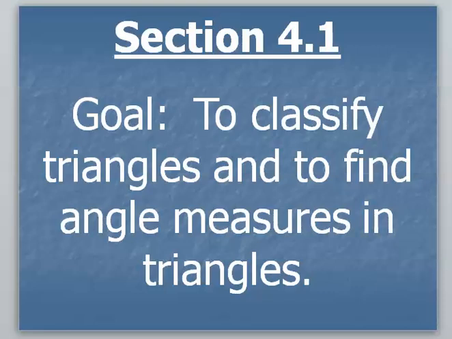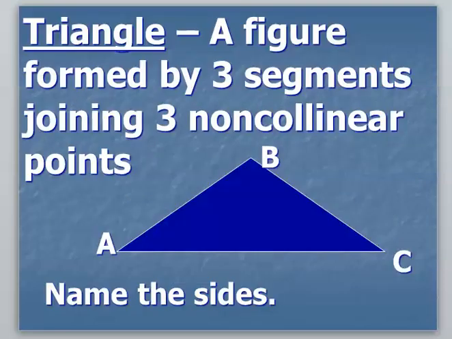Our goal for Section 4.1 is to classify triangles and to find angle measures in the triangles, and this is for the first half. A triangle is a figure formed by 3 segments joining 3 non-collinear points. Remember, non-collinear means not on the same line. So there's a point A, a point B, and a point C, and there's 3 segments or sides joining those.